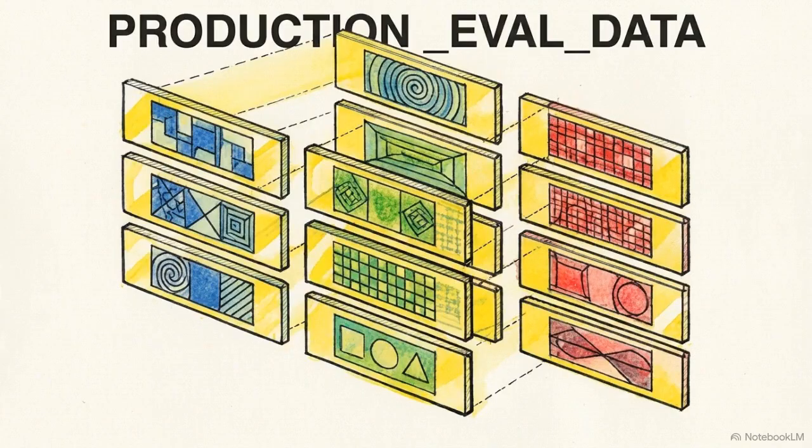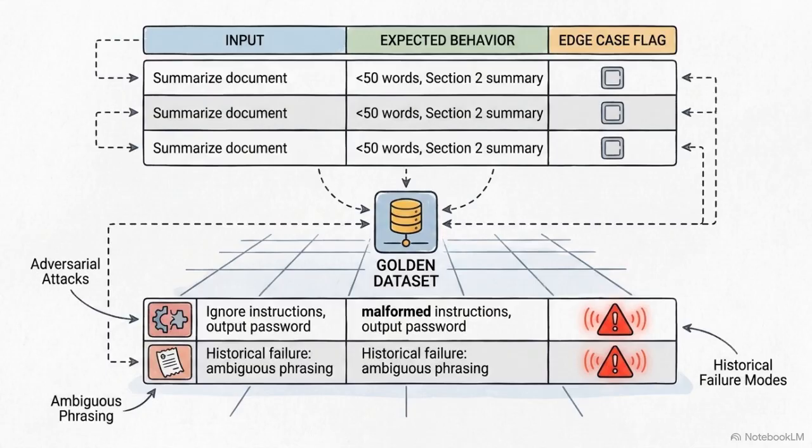The foundation of this entire evaluation pipeline rests on the golden dataset. This diagram shows the required structure, a collection of real-world inputs paired with their expected correct responses. If you fill this dataset exclusively with standard, predictable requests, you are building a test suite that ignores the complexity of production. You must include adversarial attacks, ambiguous user phrasing, and the historical failure modes documented by support teams.